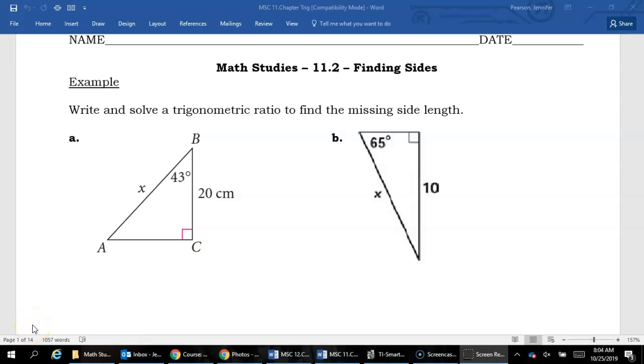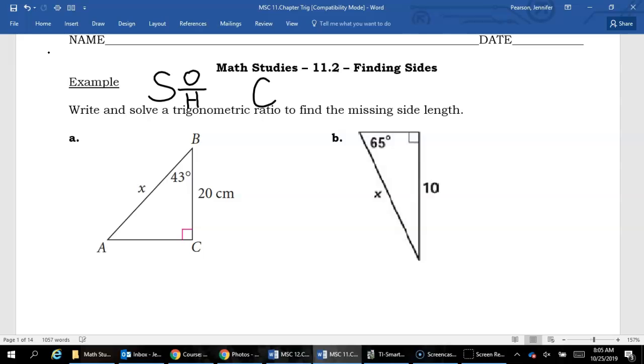This is Math Studies, Lesson 11.2, Finding Sides. So we need to use the trigonometric ratios from the previous lesson. That is, the sine of an angle is equal to the length of the side opposite from the angle divided by the hypotenuse of the triangle, or SOH, for short.